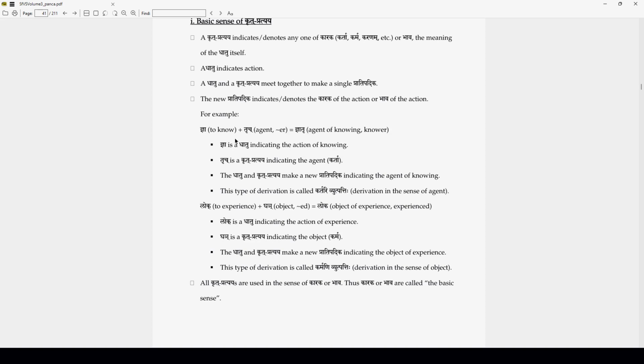Similarly, another example given here: Jna plus Trch, one of the Krit pratyayas, gives Jnatru. The cha, etc., go while deriving this Pratipadikam. So it becomes Jnatru. Jnatru is a Pratipadikam. Similar to Pitru, this Jnatru changes to Jnata in the Prathama Vibhakti, like Pita, Jnata, which means one who knows something.